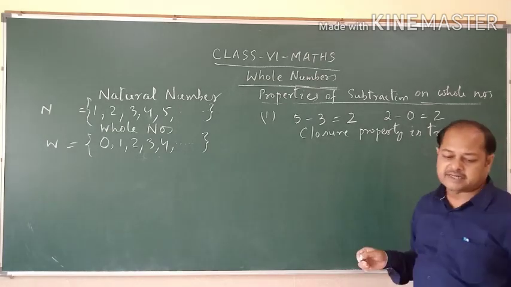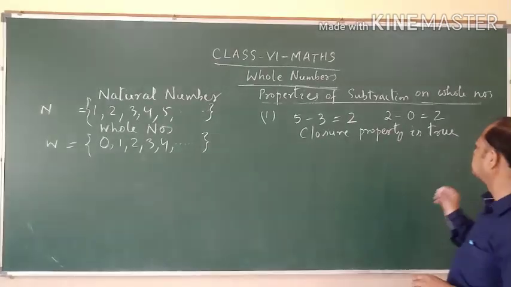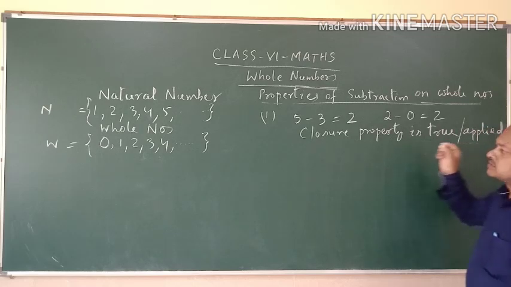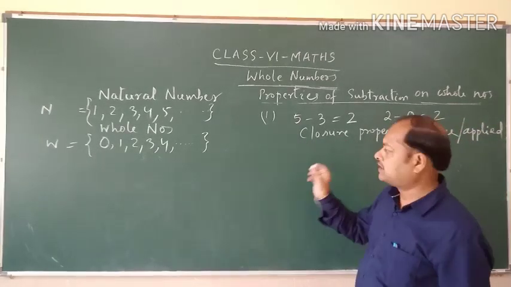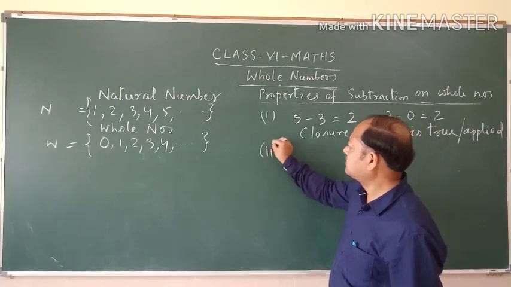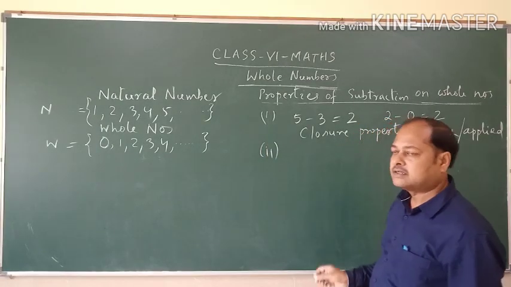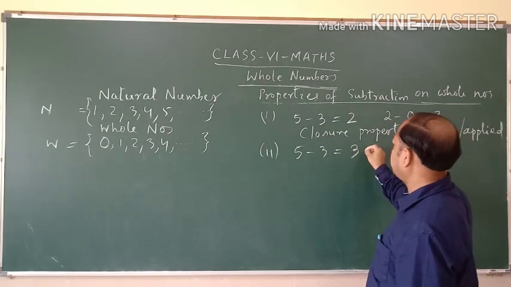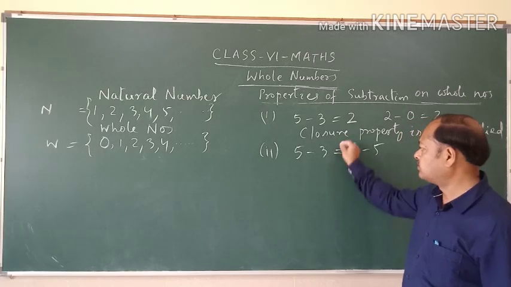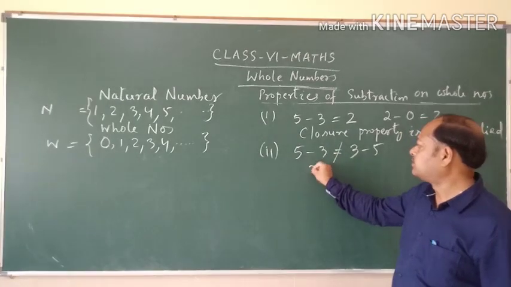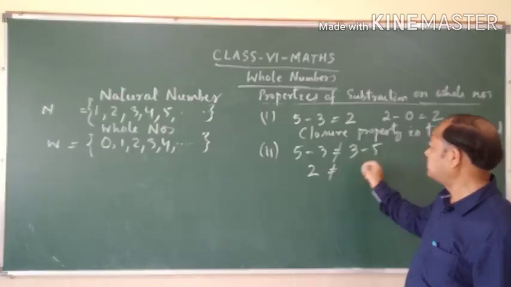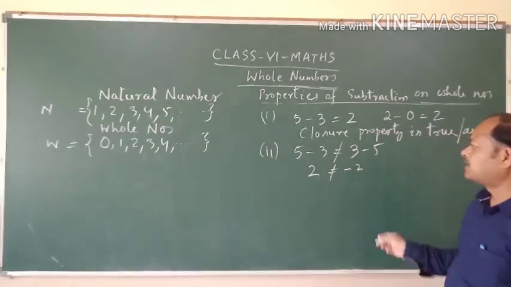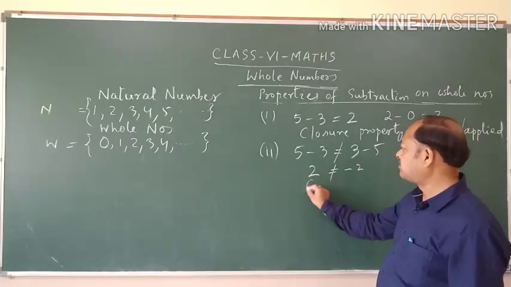Let's see whether another property, the commutative property, is applied or not. What is commutative property? Commutative property says that, suppose, 5 minus 3 equals 3 minus 5. Is it true? No. Because 5 minus 3 equals 2 and 3 minus 5 equals minus 2. That means it is not true. So it is not applied. Which property is not applied? The commutative property.